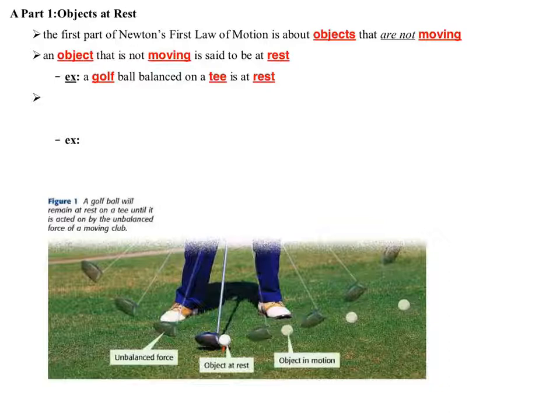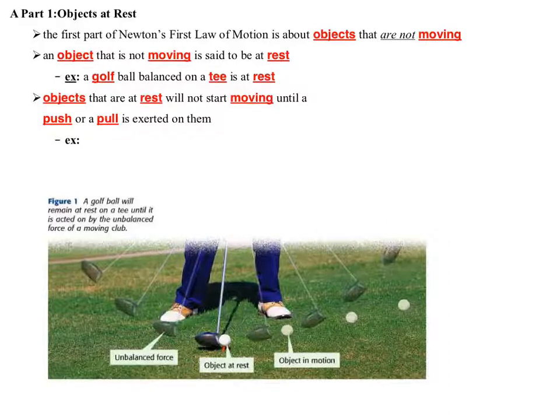So, a question could be asked, how long will that object that's at rest stay at rest? And the answer is the object at rest will not start moving ever until there is some unbalanced force applied to that object. In other words, some push or pull. The golf ball will sit on that tee forever until something pushes or pulls it and creates an unbalanced force situation.